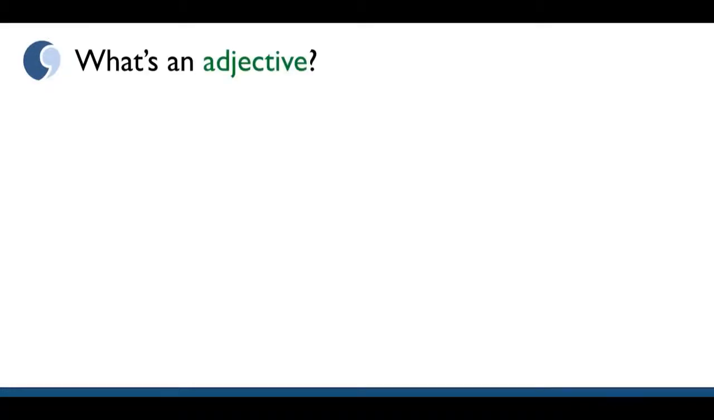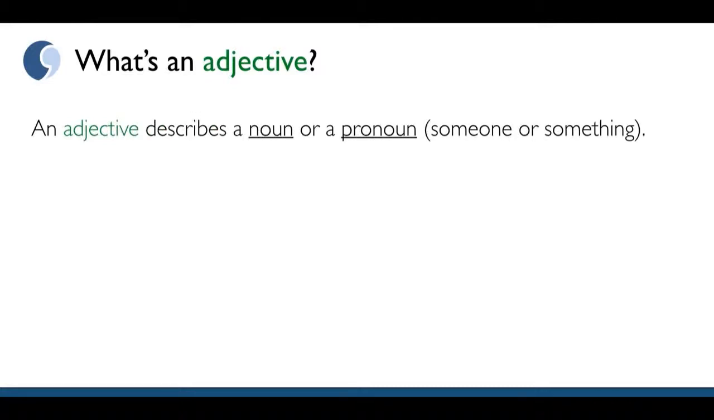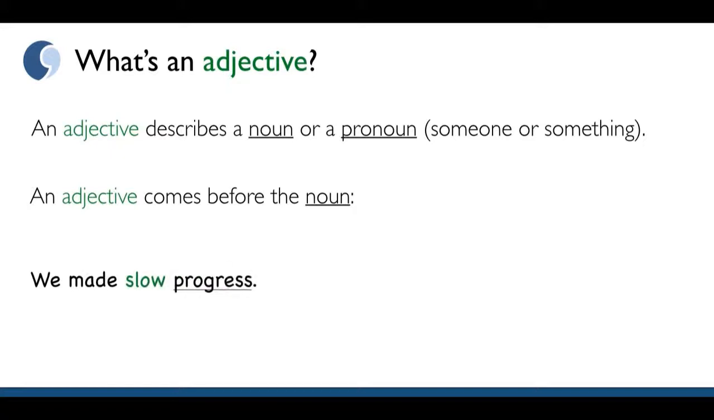Let's start with adjectives. What's an adjective? An adjective describes a noun or a pronoun, someone or something. And an adjective usually comes before the noun. For example, we made slow progress. Or, he's an amazing cook.